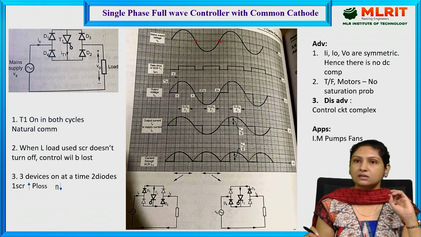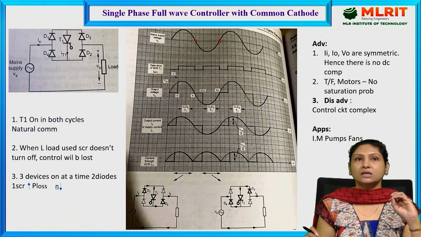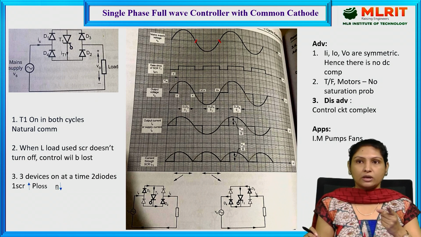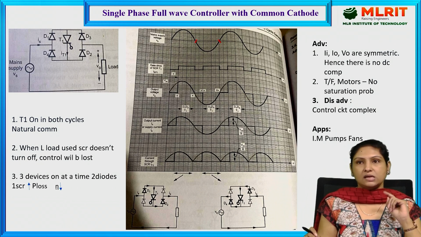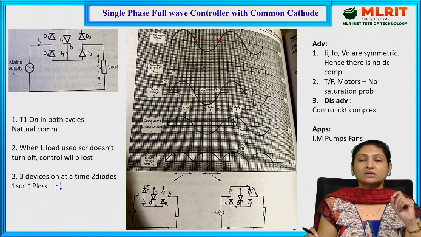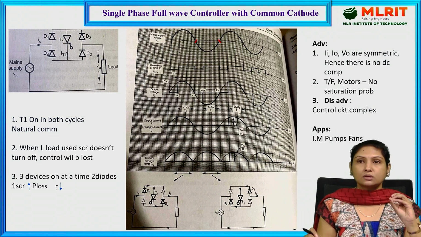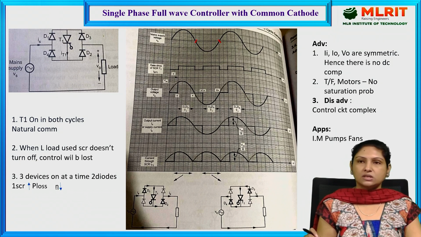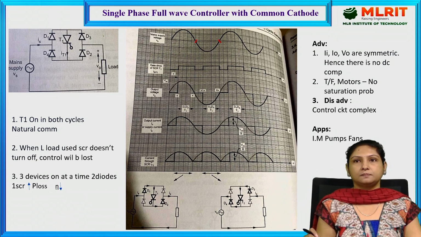So in that case, control will be lost. This is the disadvantage associated with this particular circuit. And here, at a time 3 devices are turned on. Two diodes will be conducting and one SCR will be conducting. In that case, what happens? Power dissipation, that is power loss, will be more and efficiency will be reduced. And apart from that, here we are making use of so many devices, so the control circuit will be a bit complex.